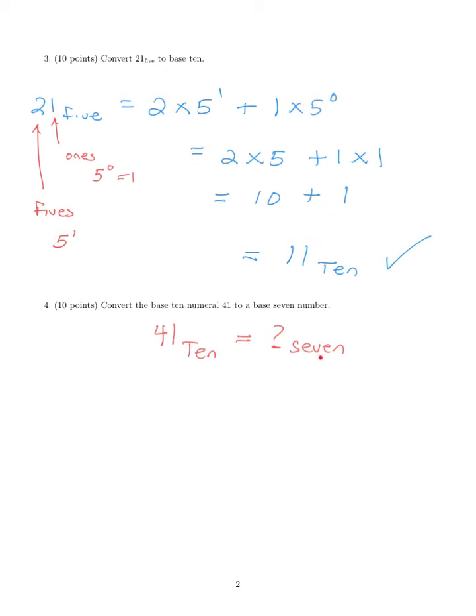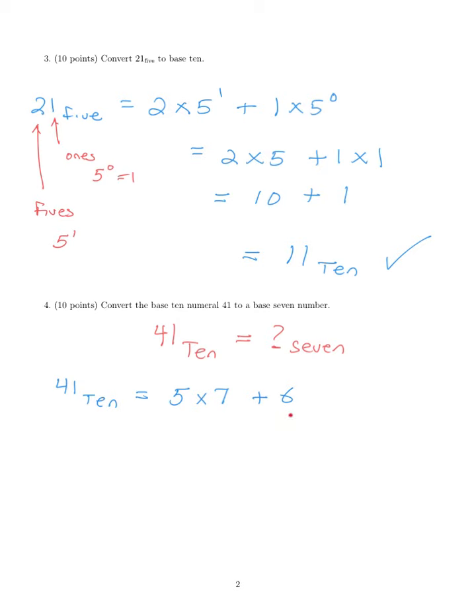So 7 times 6 is 42, and that's too much, but 7 times 5 is 35. So here, what I'll do is I'll say 41, which is in base 10, is equal to 5 times 7, provided that we add something to this. This is 35, and you want to get up to 41, that means we have to add 6.